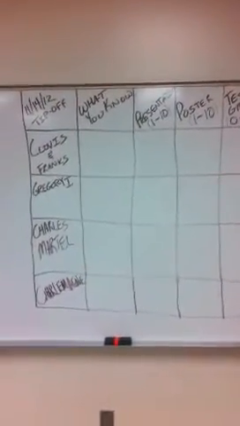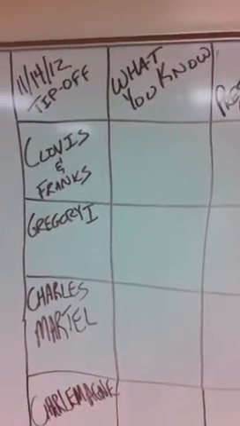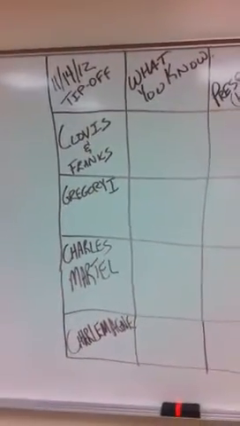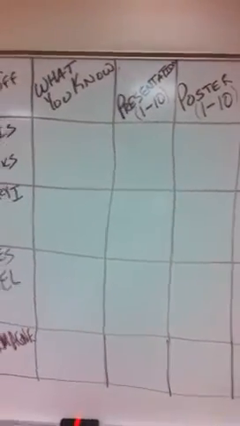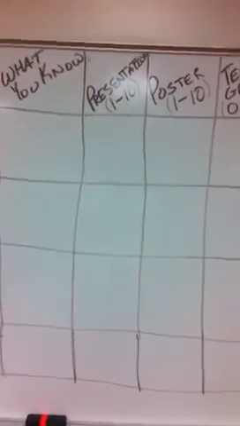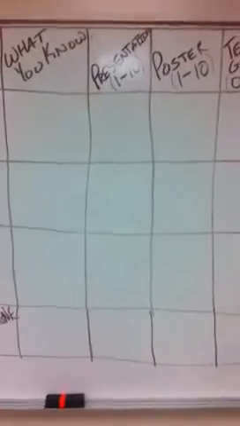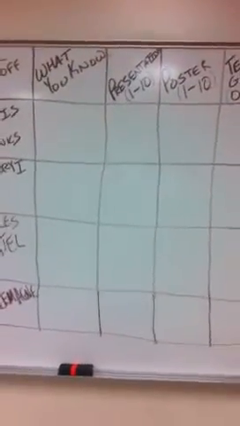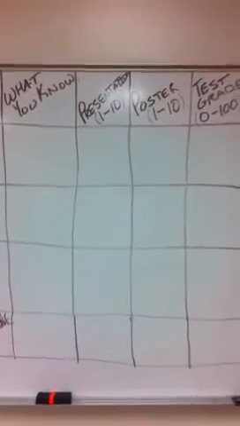So on the first column, which would be this one right here, what you know, I want you to tell me what you know about Clovis, what you know about Gregory, what you know about Charles Martel, and what you know about Charlemagne. In the second column, I want you to give the presentation that were given over each of these guys a 1 through 10. If you thought they did a great job on presenting their information, give them a 10. If you think they did okay, give them a 5. If you don't think they did a very good job at all, give them a 1.